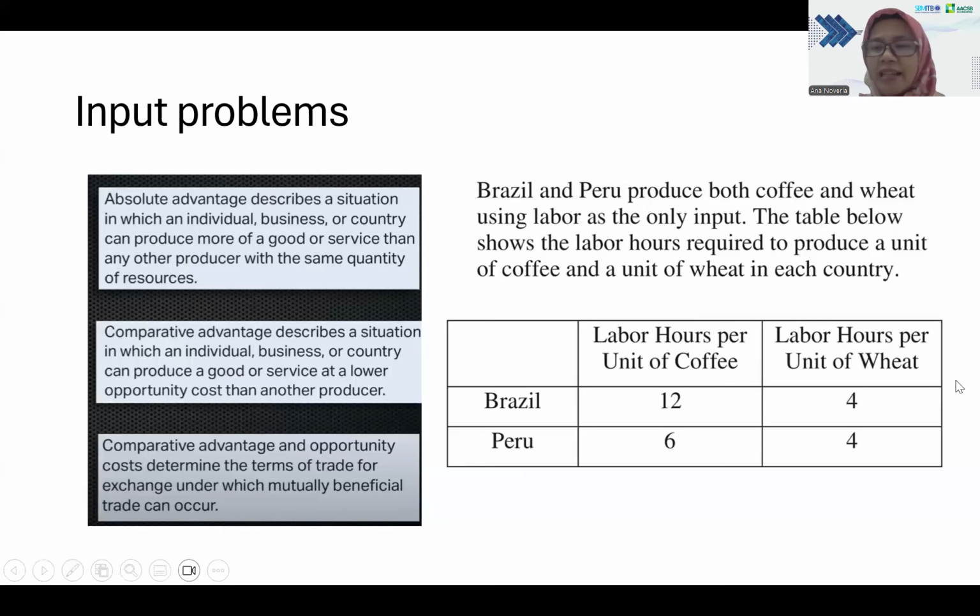Now in terms of producing wheat, the labor hours required is 4 for both Brazil and Peru. So they are the same. In this case, can we say a country has an absolute advantage in producing wheat or not? And if one of them has the absolute advantage, should it be lower than 4 or greater than 4? That's the question.